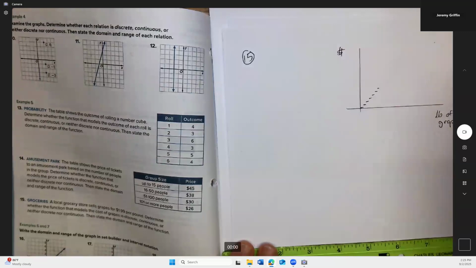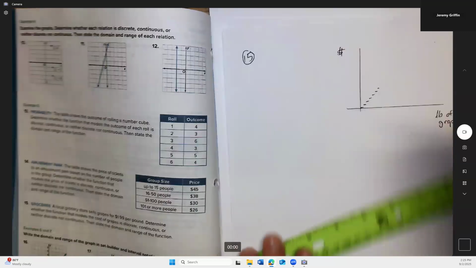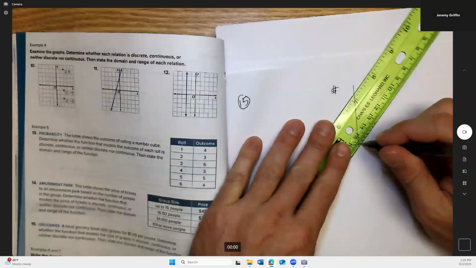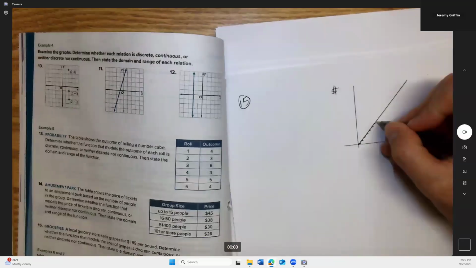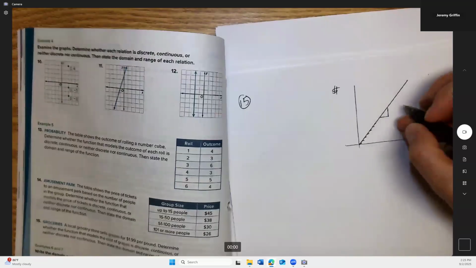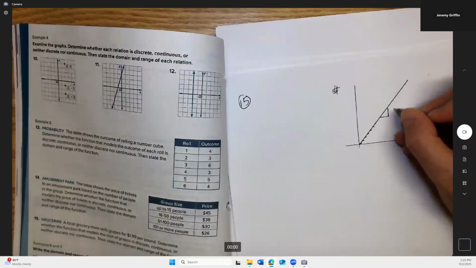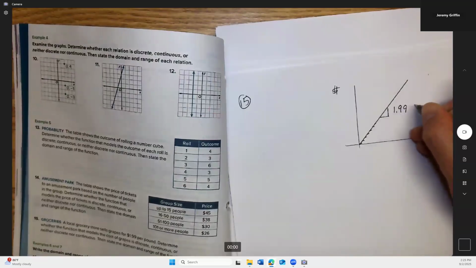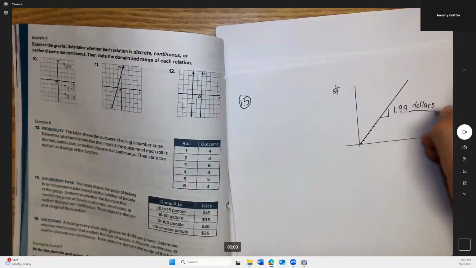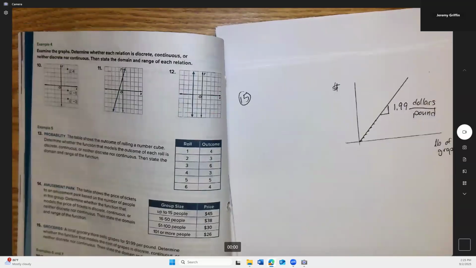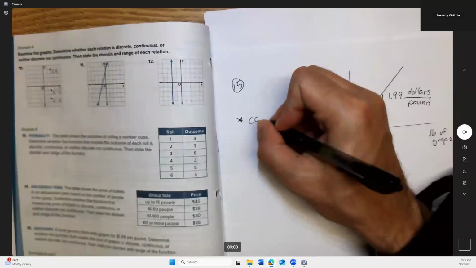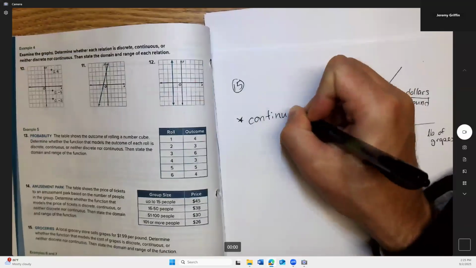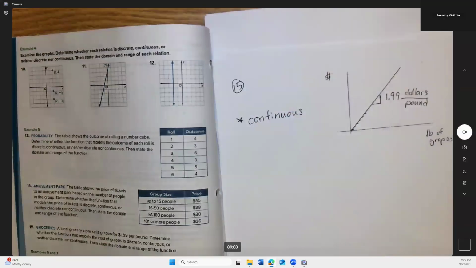But okay, that's really a technicality, so we're not going to worry about that. Yeah, we'll just call it continuous. In fact, if I make a graph out of this, I think it would just be a straight line, wouldn't it? And the slope of this would be price per pound. So this could be $1.99 per pound would be the slope of that line, wouldn't it? Yeah. Okay, so we're going with that. We'll call it continuous.